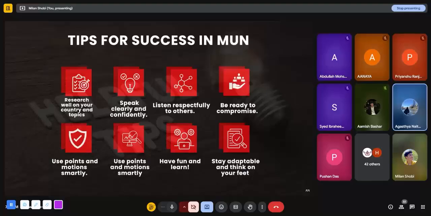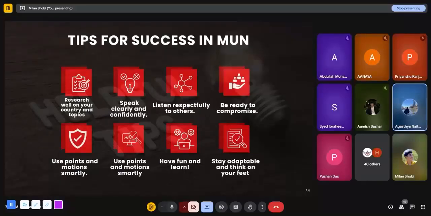And then the pointers are: research well on your country and topics before you step into a committee. Make sure you have thoroughly researched your assigned country's stance, history, foreign policy, and how it relates to the agenda. One should know the facts, treaties, and especially key stats or any past action your country has taken. Solid research builds credibility and can help you design your position strongly.